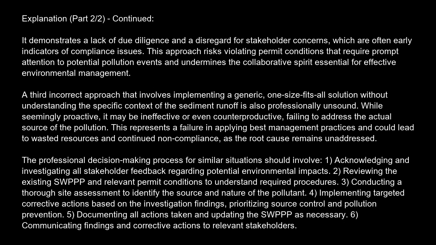Professional decision-making process for similar situations should involve: 1. Acknowledging and investigating all stakeholder feedback regarding potential environmental impacts. 2. Reviewing the existing SWPPP and relevant permit conditions to understand required procedures. 3. Conducting a thorough site assessment to identify the source and nature of the pollutant. 4. Implementing targeted corrective actions based on the investigation findings, prioritizing source control and pollution prevention. 5. Documenting all actions taken and updating the SWPPP as necessary. 6. Communicating findings and corrective actions to relevant stakeholders.